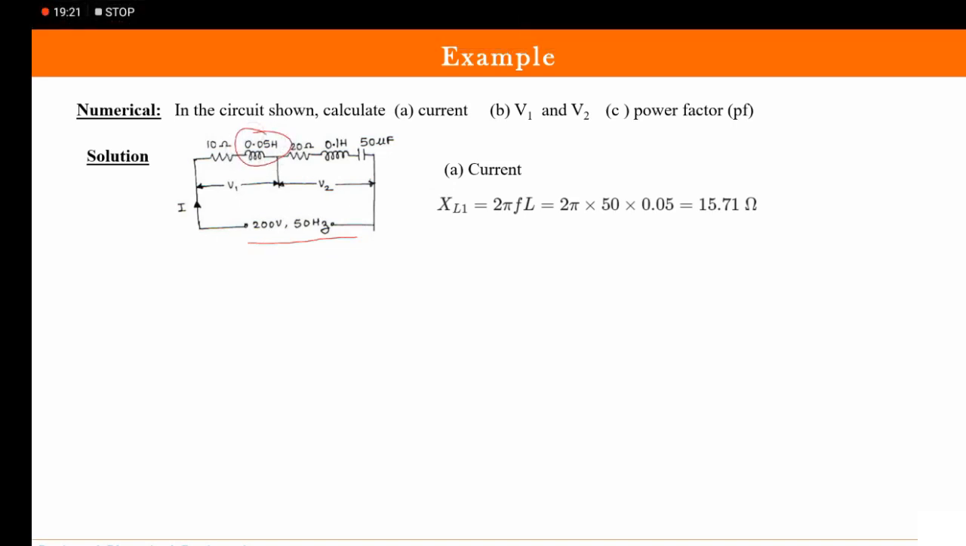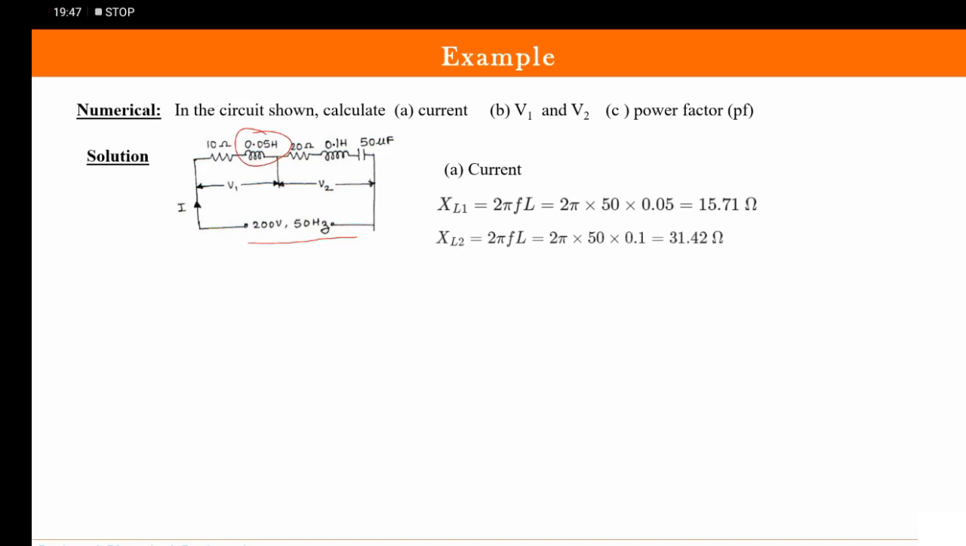So we will put that value and we got XL is equal to 15.71. Now again, I have a small piece of advice for you. Please do not copy the answer. Take some time, pause the video, use your calculator and check whether you are getting the same value or not. Okay, yes. So the next is XL2.